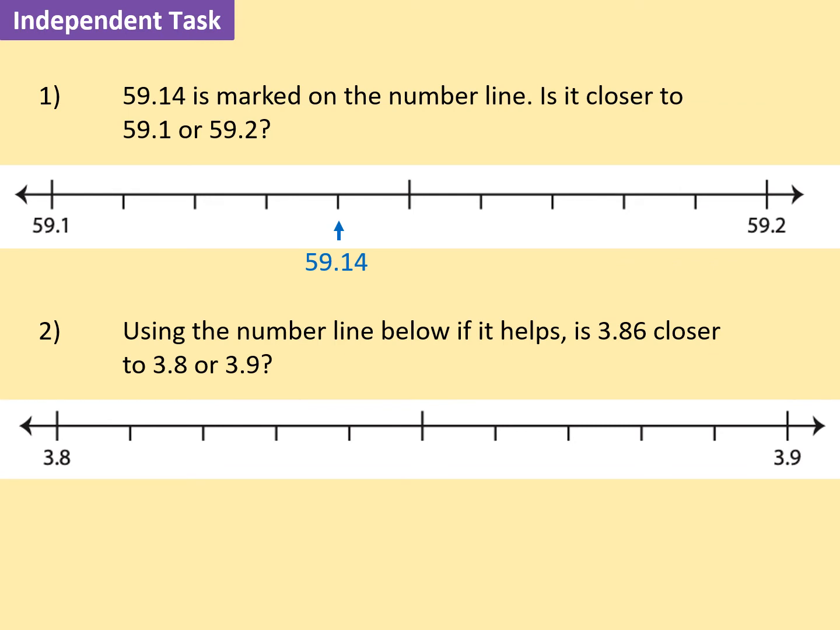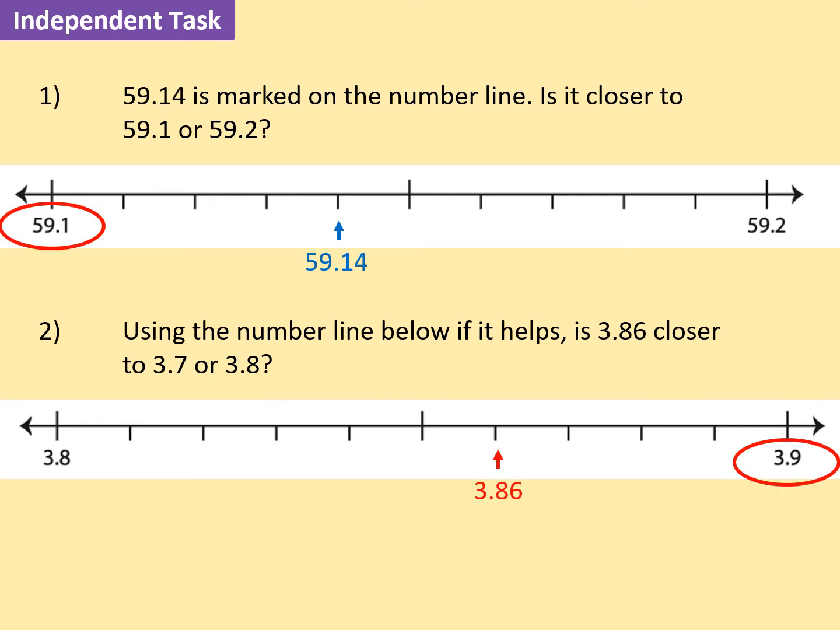So now I'd like you to try these two questions really quickly. The first question, 59.14 is marked on the number line. Is it closer to 59.1 or 59.2? And question 2, using the number line below, if it helps, is 3.86 closer to 3.8 or 3.9? You can pause this and take as much time as you think you need, and then continue playing after you've answered the questions.